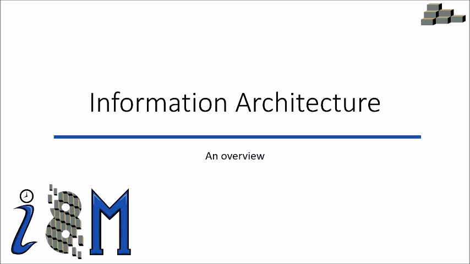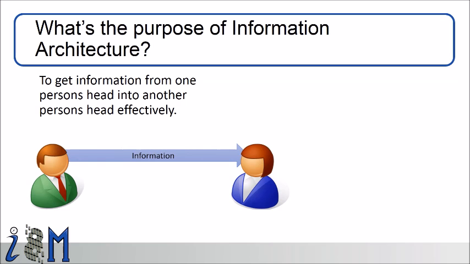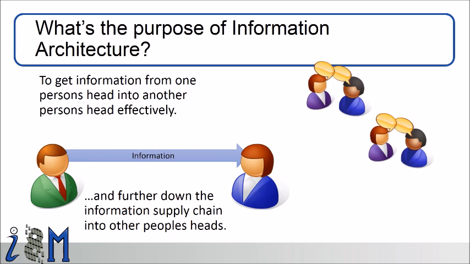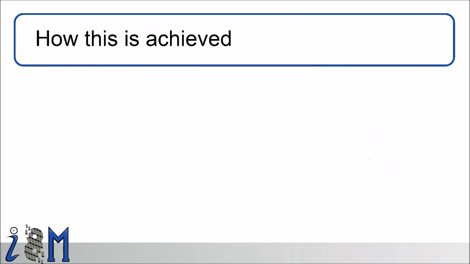An overview of information architecture. Let's start from the beginning. What is the purpose of information architecture? Well, for such a complex subject, it's a fairly straightforward purpose. It's all about getting information from one person's head into another person's head, and a little bit further on down the supply chain into other people's heads, making sure that the information can be propagated successfully and effectively.